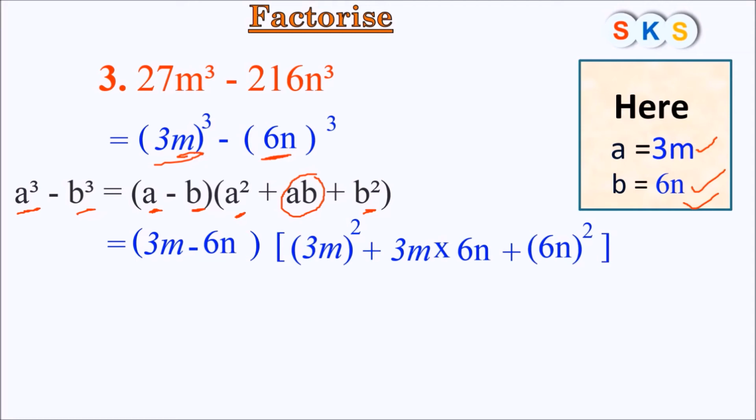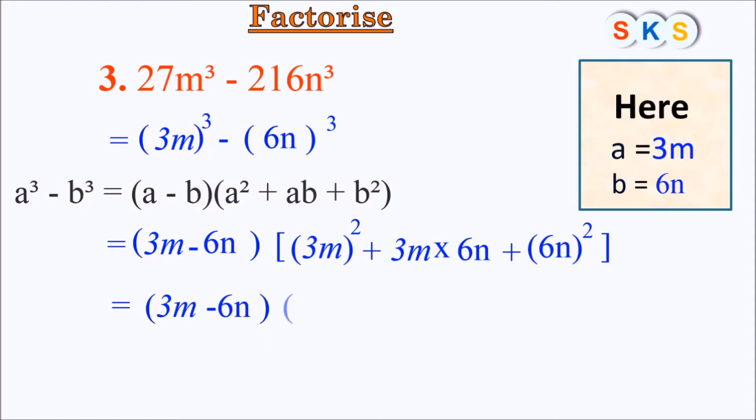Now we will simplify. After substituting the values of a and b in this formula, we will go for further simplification. So in the first bracket we have 3m minus 6n, which cannot be simplified further. So we will copy it as it is, 3m minus 6n. In the second bracket you can see the first term is 3m the whole square, right? 3m the whole square means 3m into 3m. 3 into 3 is 9, and m into m is m square.